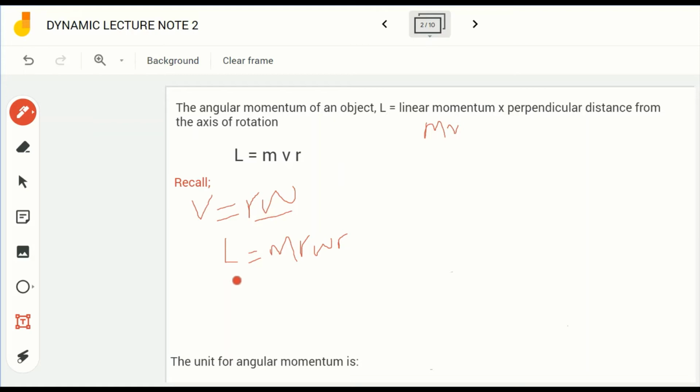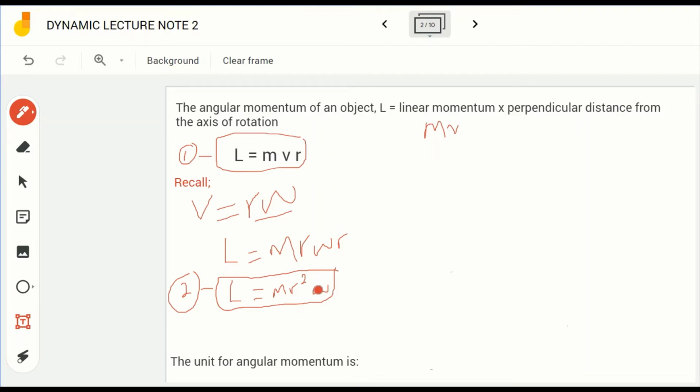So therefore, I can say that my angular momentum L is equal to m, r times r is r squared, times what? w. Here is our second formula we use for solving angular momentum. This is our first formula for solving angular momentum. It's our first equation, and here is our second equation for solving angular momentum.